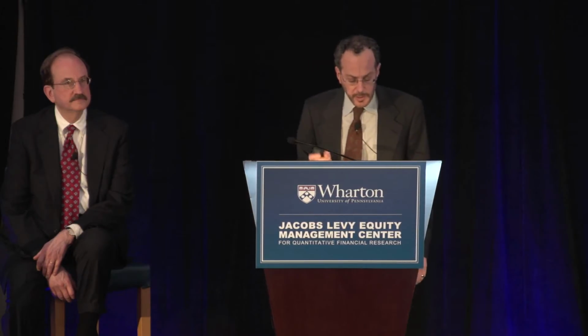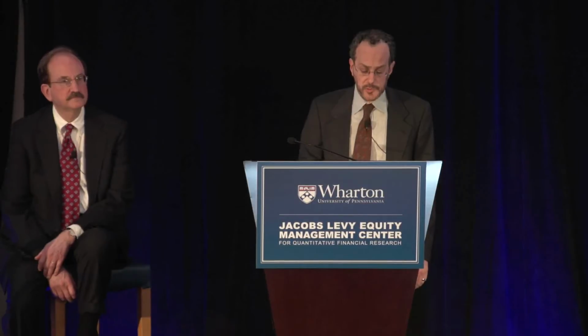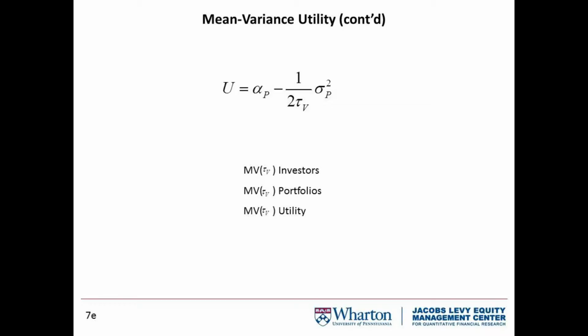During the talk today, we're going to refer to investors who use this utility function as MV, or mean variance investors. The portfolios they form, the optimal portfolios they prefer, we'll refer to as MV portfolios, and the utility they derive from those portfolios we'll refer to as MV utility, where in each case tau sub V is that investor's particular tolerance for volatility.